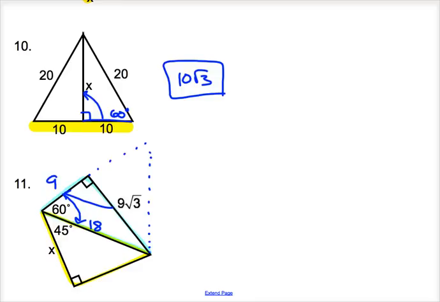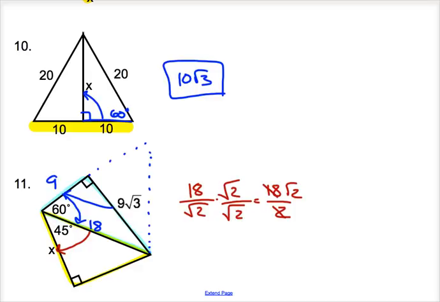And now if I look at the 45, 45, 90 triangle, if I go from the hypotenuse to one of the sides, I need to divide by the square root of 2. So I need to figure out 18 divided by the square root of 2, which means I'm going to rationalize it. And I get 18 square roots of 2 over 2, which reduces to 9 square roots of 2.